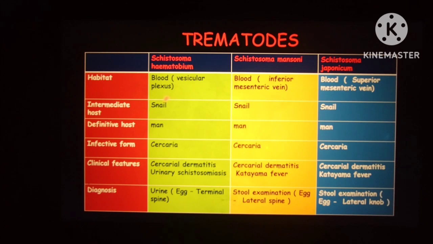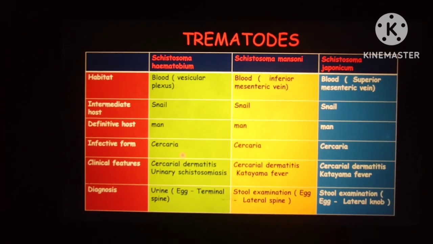Coming to the intermediate host, just remember all are snails, so there is no confusion. The definitive host is man. Infective stage is cercaria. What I told is that for all the flukes it is metacercaria, except the blood flukes, where it is cercaria. Coming to clinical features, haematobium has cercarial dermatitis and urinary schistosomiasis; mansoni and japonicum have cercarial dermatitis and Katayama fever.